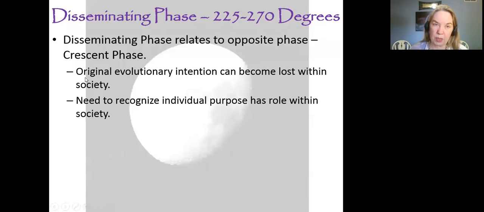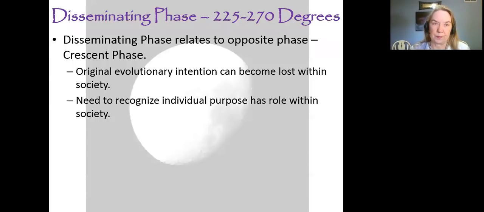So what can happen here is it's possible that we can lose that evolutionary intention into society. We can get too caught up in what society's norms and philosophies are, and we need to be able to remember why we want to put this individual purpose into society. So if we become lost, that opposite crescent phase will remind us of what we struggle to create on that individual level in our world.